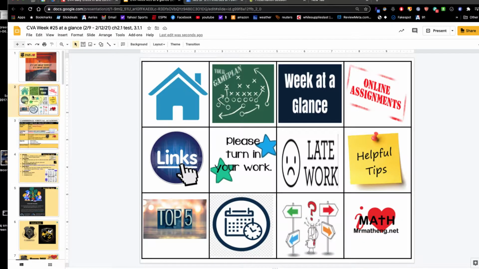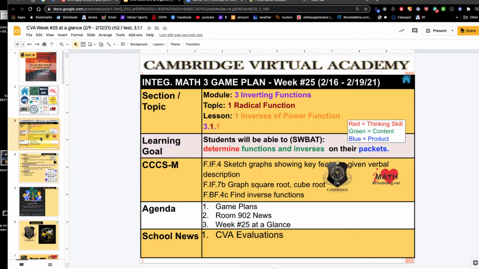Our grid view for navigating our slides and our game plans, week number 25, February 16th to February 19th, 2021. Later this week, we'll be starting Module 3, Inverting Functions. We also have radical functions and inverses of power functions. 3.1 is what we will be working on. Our learning goal is students will be able to determine functions and inverses on their packets.